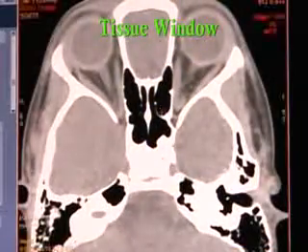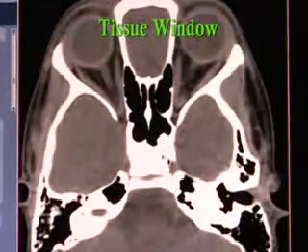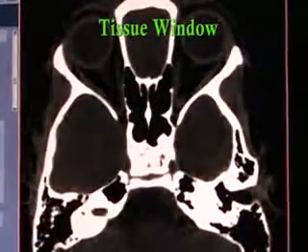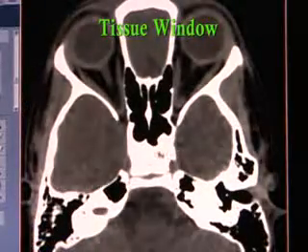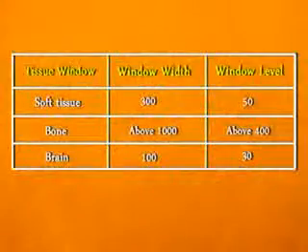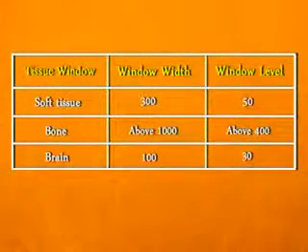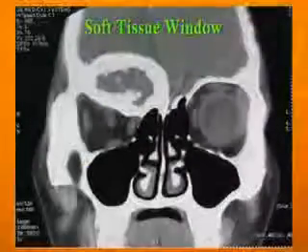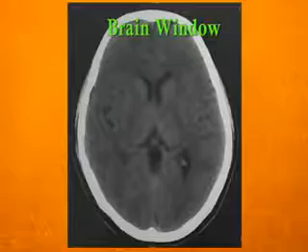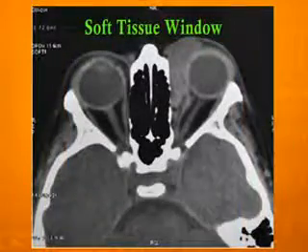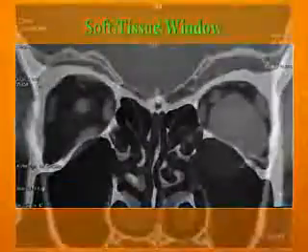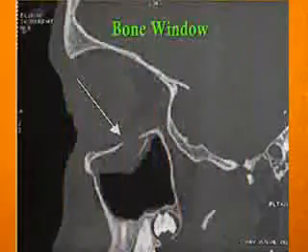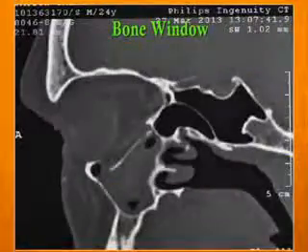The tissue window refers to the selection of a small range of Hounsfield units from its available spectrum to decipher the finer details of the tissue of interest. Each tissue window has a specific window width and window level. Thus, we have the bone window, the soft tissue window, the brain window, and so on. The soft tissue window is best for evaluating the orbital soft tissue lesions, whereas fractures and bony lesions are better seen with bone window settings.